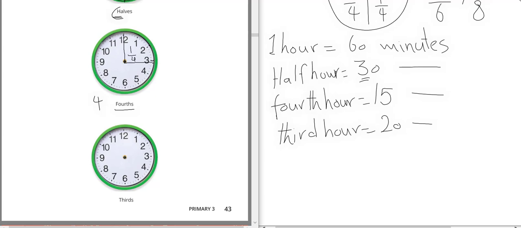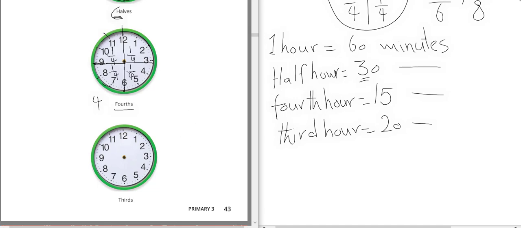Again, from 3 to 4, 5, 10, 15. Okay, from 3 to 6. This is another fourth. Again, from 6 to 7, 5, 10, 15. So, from 6 to 9. This is another fourth. Again, from 9 to 10, 5, 10, 15. So, from 9 to 12, that is fourth.